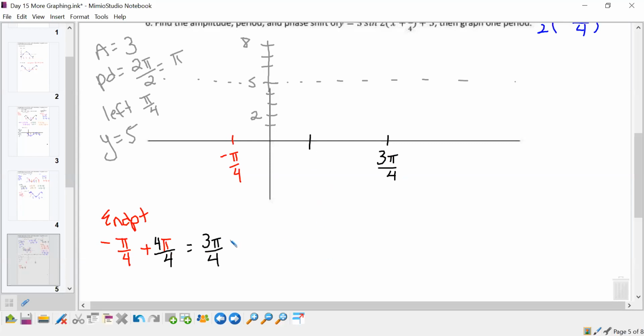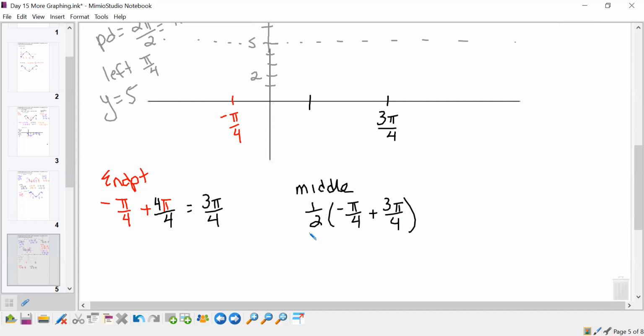Now I need the middle. 1/2, add the endpoint. These 2's divide, and we're left with pi over 4. Ooh, that's pretty lucky. I did my scale super nice. Look at that. Now halfway here is 0. You could calculate it. I'm going to save myself some work.